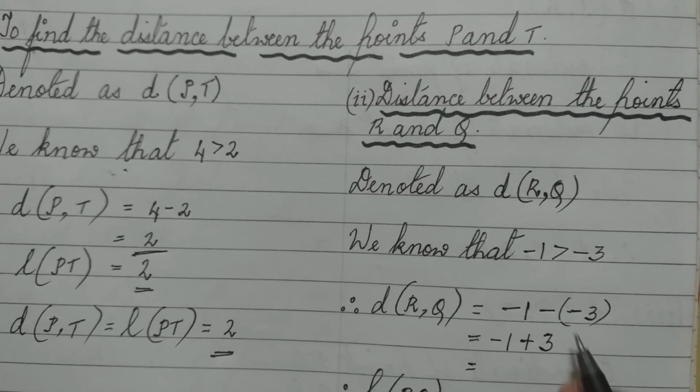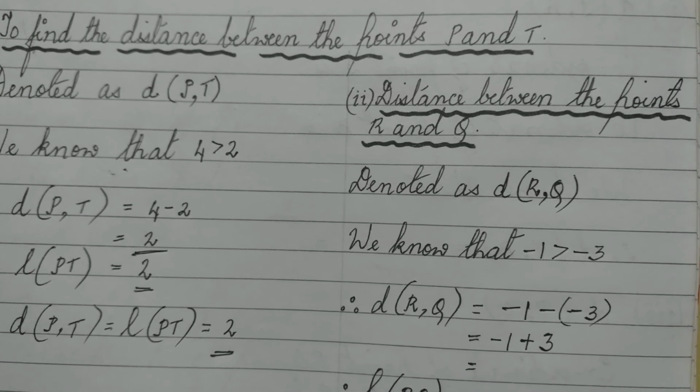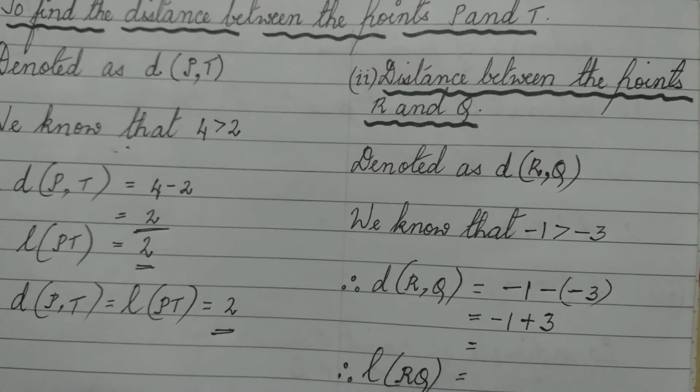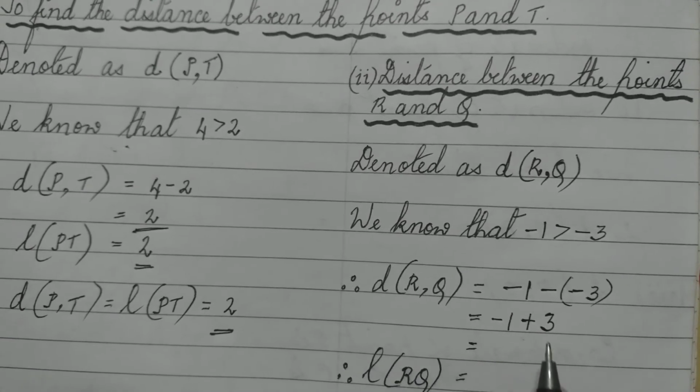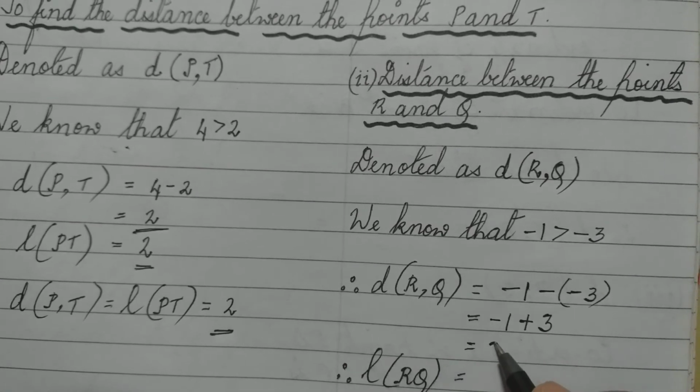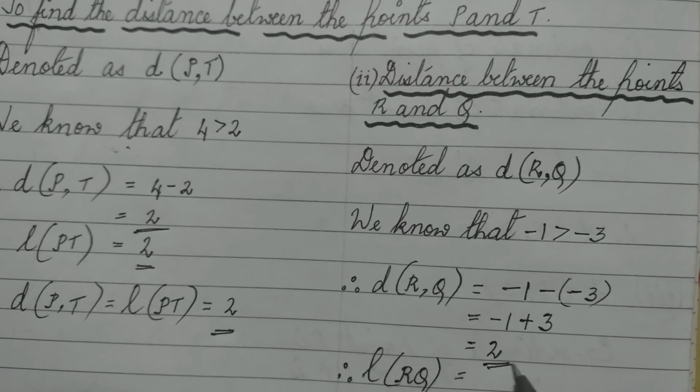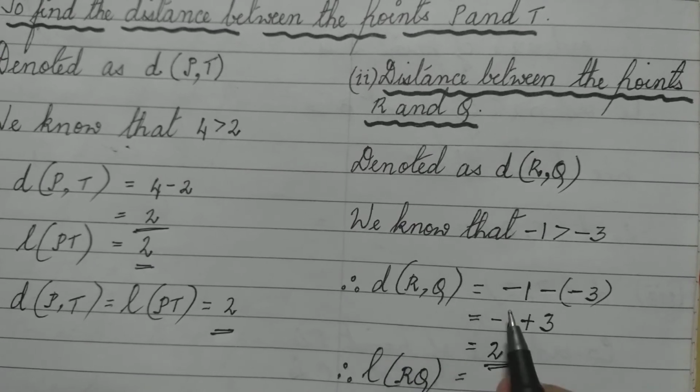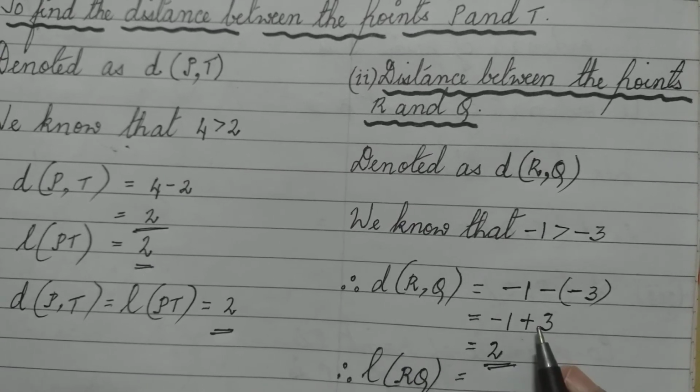So what is the answer? -1 plus 3. Sign of the bigger number is plus, so your answer also will be plus. So we don't have to write the plus sign. If I directly write the number, it means it is plus. 3 minus 1 is 2. So therefore the answer is 2. So distance between the points R and Q is also 2.